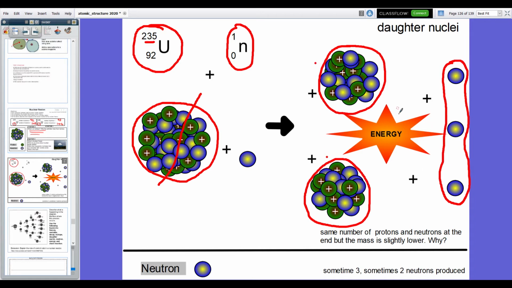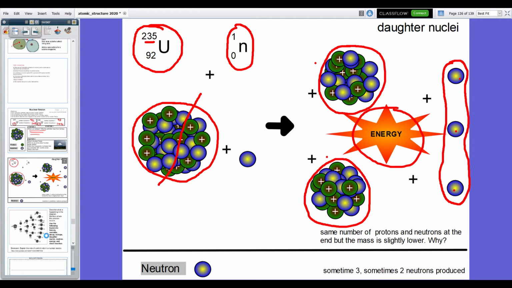You're getting quite a lot of energy because we're losing some mass during this process, and that mass gets turned into energy using Einstein's formula E equals mc squared, and then we get more neutrons. Now, the interesting point about this is it was the neutrons that made the uranium-235 unstable in the first place.